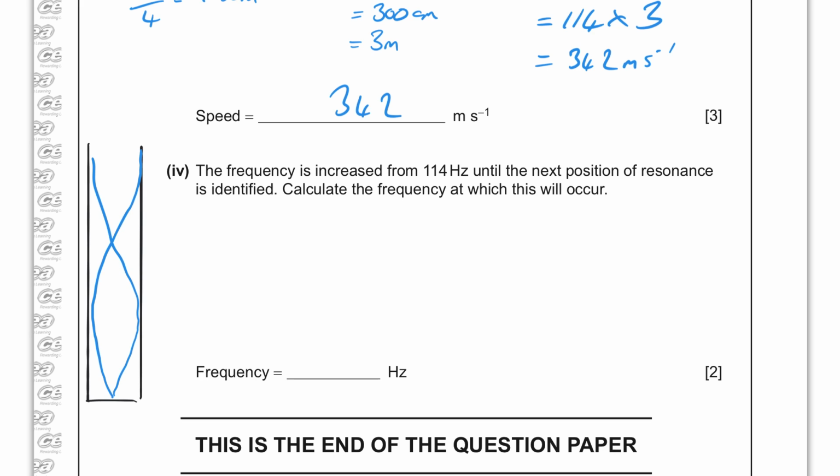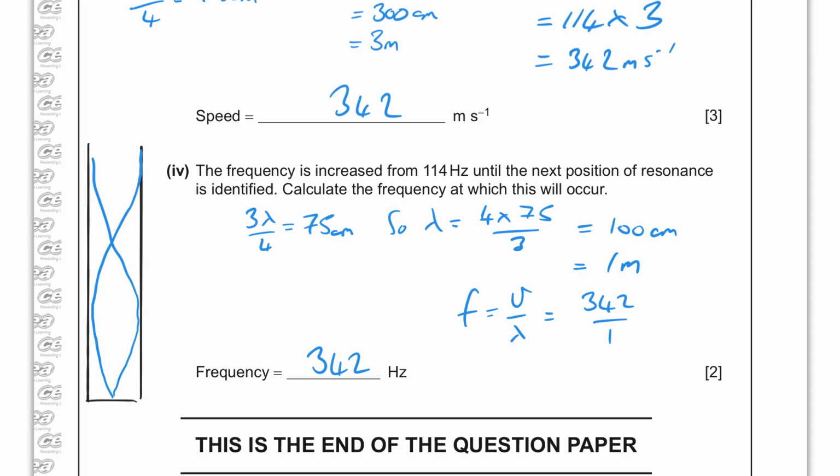So you can see that that's actually 3/4 of a wavelength, and it's still the same length of tube. So that's now how we calculate lambda. So lambda will equal 4 times 75 over 3. So that gives us a lambda of 1 meter. So F equals V over lambda, and that's going to be 342 over 1, which is going to be 342 Hertz.